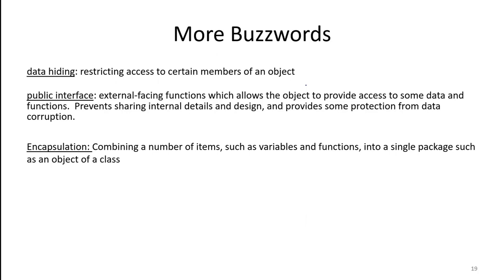Let's go through a few more key terms. First term you may hear with classes is data hiding. When we say data hiding, we mean restricting access to certain members of an object. So members could be variables or even functions. So if there's certain variables and functions that we only want other specific things to access, we can use data hiding to protect those variables and functions from all the code and instead limit access only to members of the class.